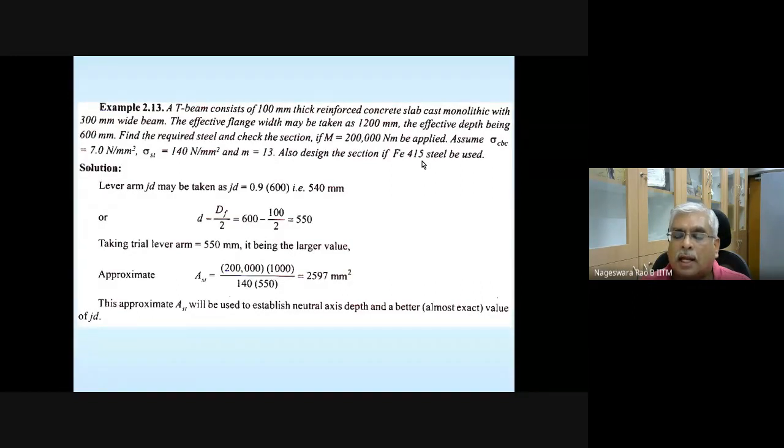Okay? Unless I get the neutral axis depth, I cannot find the lever arm distance. So unless I get the lever arm distance, I cannot estimate the area of steel. Also, to estimate the area of steel I require the lever arm distance. So this is the kind of thing. So we are going to start with a trial lever arm distance. So let the lever arm distance be taken as 0.9 times the effective depth.